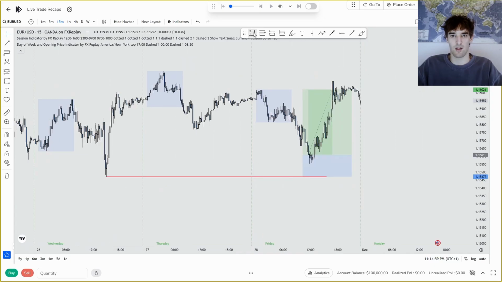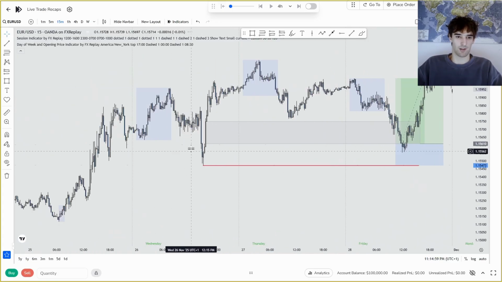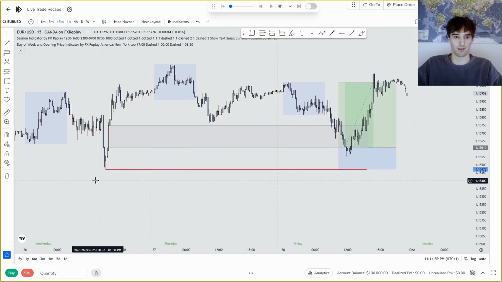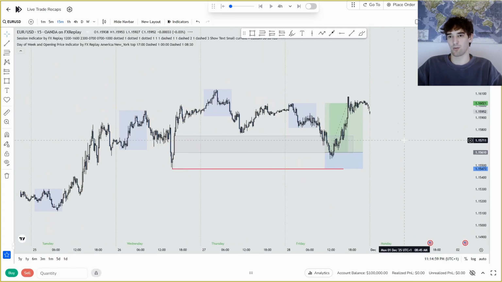And as you can see, we also get this fair value gap after the swing low, which makes it even better. So we can see that there's actually bullishness going into the markets, and we can see this as a very good swing low. So yeah, I took it, we tapped in, and we got to take profit.